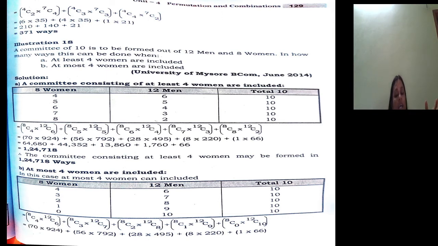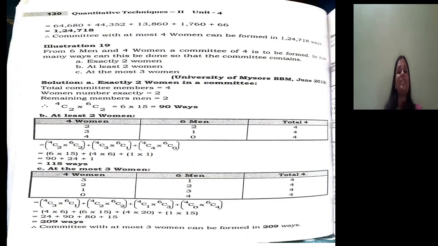So 8C4 into 12C6 plus 8C3 into 12C7 plus 8C2 into 12C8 plus 8C1 into 12C9 plus 8C0 into 12C10 is the answer for this question. So the answer is 1,24,718 ways. This is how to select. Now move towards illustration 19.